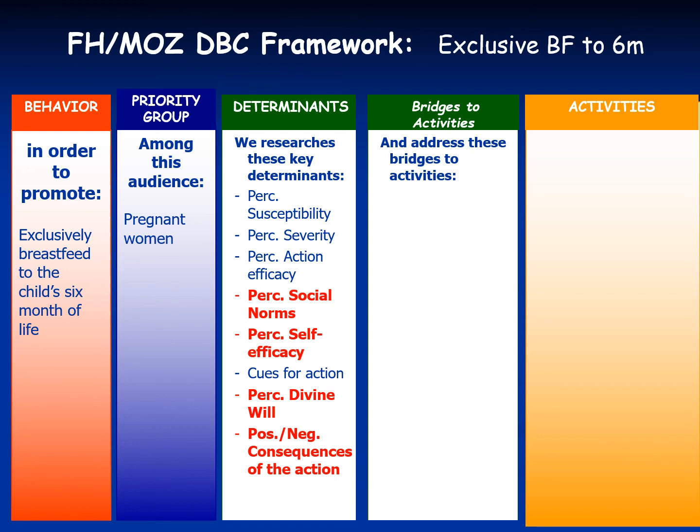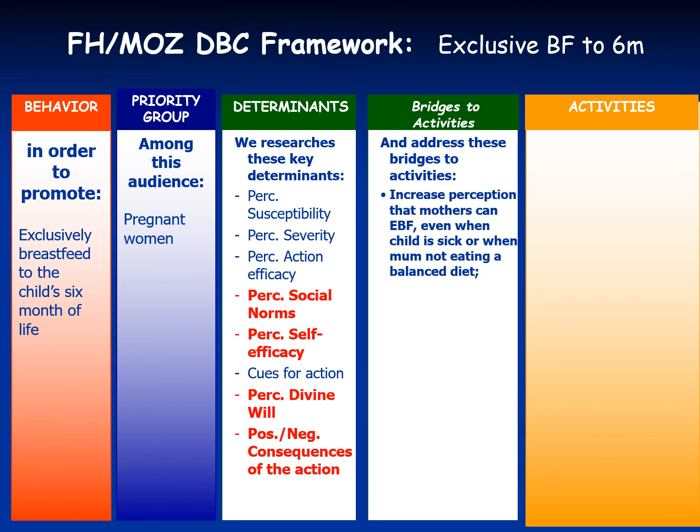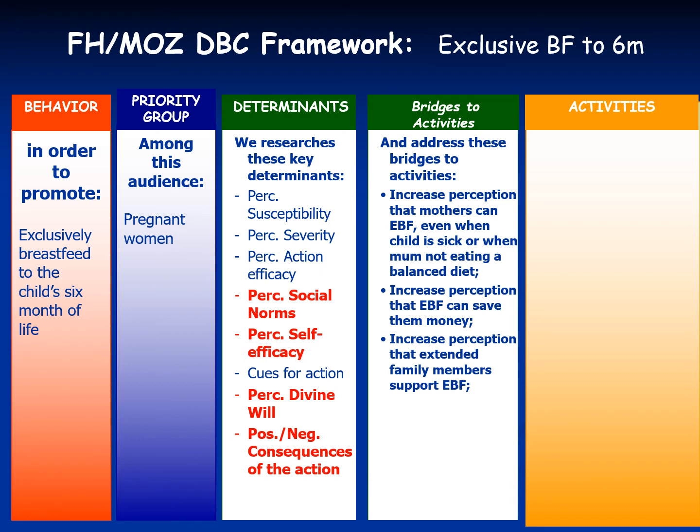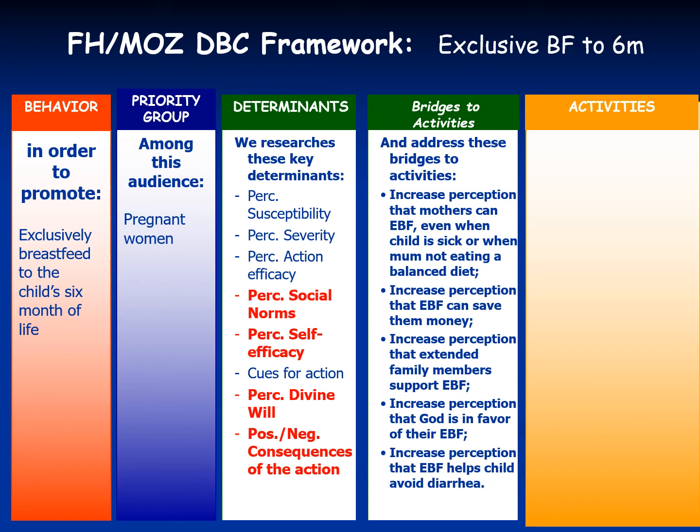So perceived social norms was found to be important. So the objective is to increase the perception that extended family members support exclusive breastfeeding. Ideally, those family members will support exclusive breastfeeding, but the important thing is that mothers perceive that family members support it, since that seems to be driving the behavior. Here are a few of the other things that we listed as objectives.